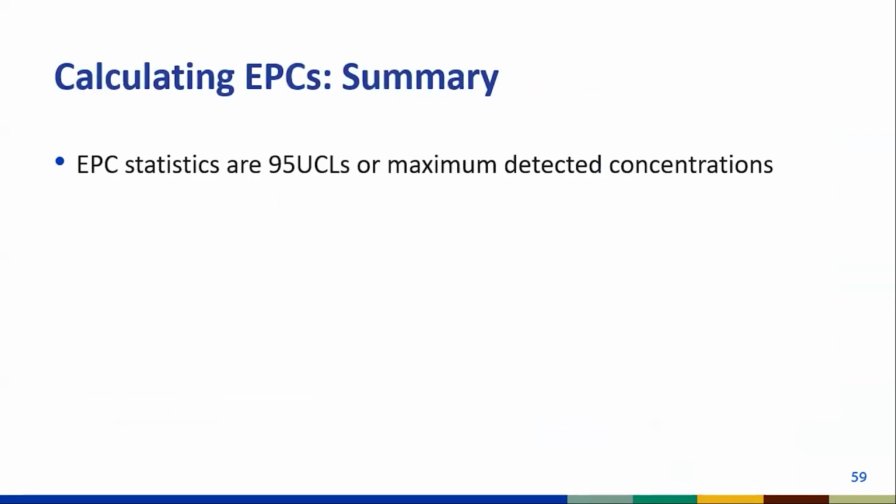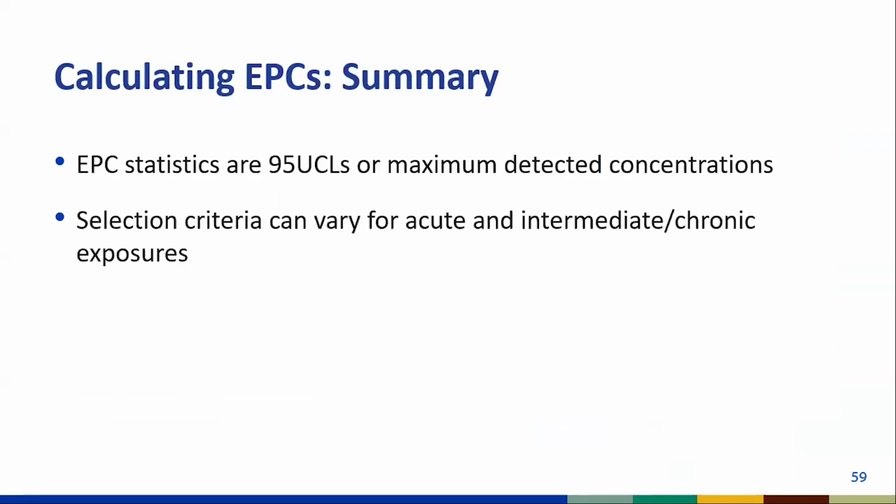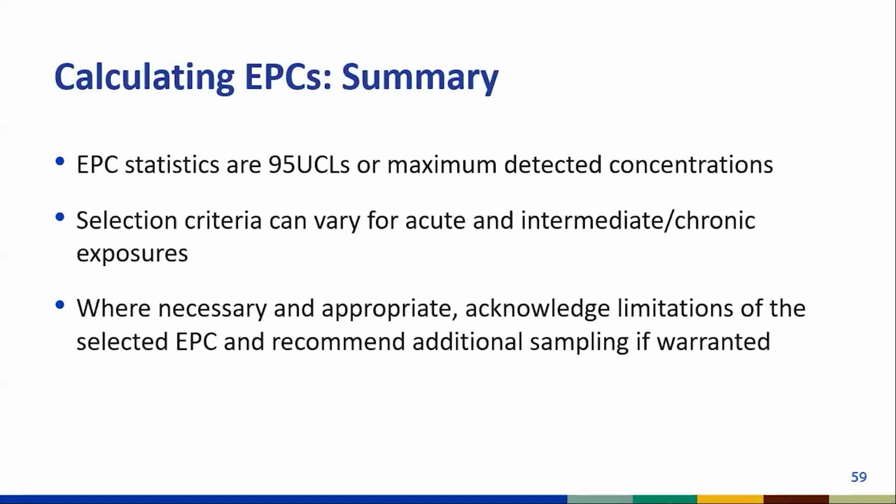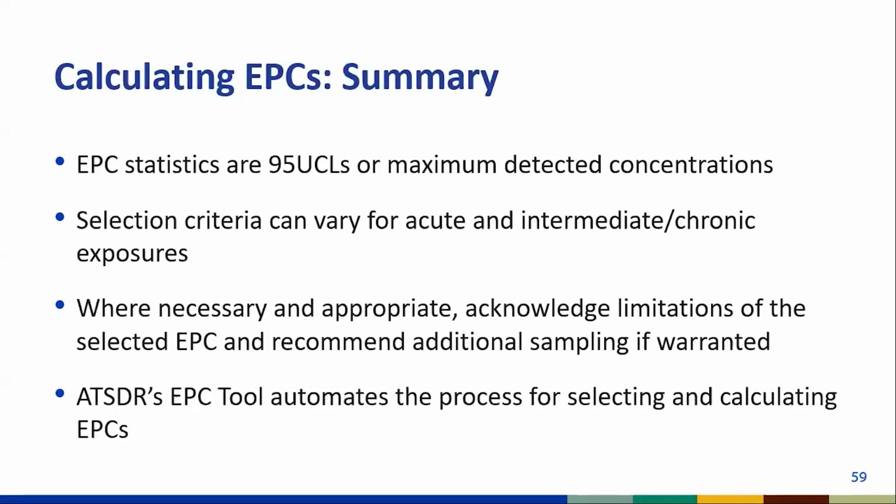In summary, EPC statistics are 95 UCLs or maximum concentrations. Selection criteria can vary for acute and intermediate or chronic exposures. Where necessary and appropriate, health assessors should acknowledge any limitations of the selected EPC and recommend additional sampling. And ATSDR's EPC tool streamlines and automates the agency's preferred computational procedures for selecting and calculating EPCs.